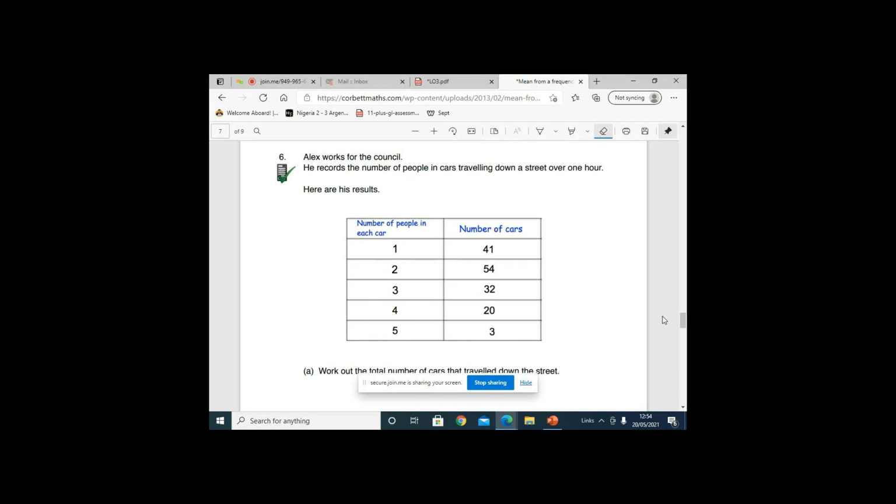So we need to get the mean first. 41, 108, 96 multiplied by, 32, 4 multiplied by 20, 80, 15.